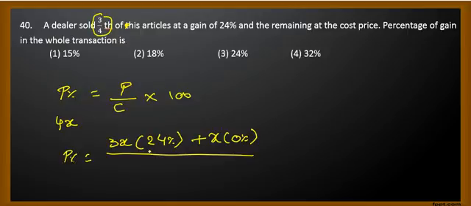Profit percentage is equal to profit by total value. What is the total value assumed? 4x. On simplification, you will get 18%. So the answer is option 2.